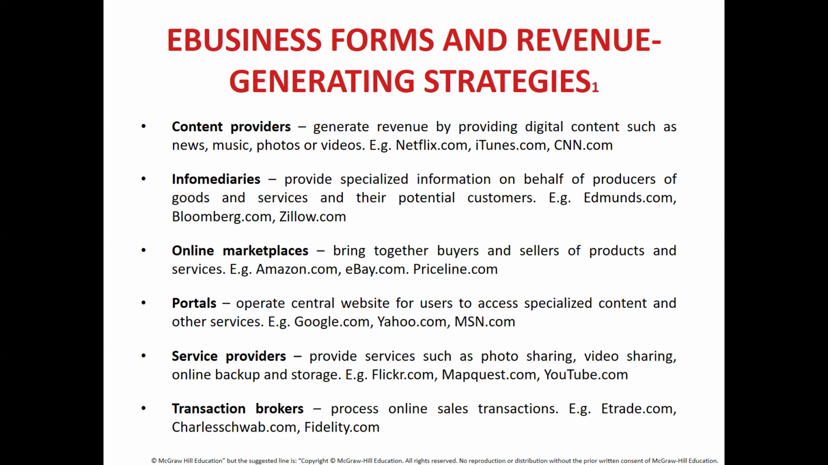Online marketplaces bring together buyers and sellers of products and services. Example, you have Amazon.com, you have eBay, AliExpress, Alibaba, and so forth. Portals operate a central website for users to access specialized content and other services. Example, Google, Yahoo, MSN, etc. So portals, basically, this is a central website which connects other businesses together. So you have Google. Through Google, you can search almost any other website.